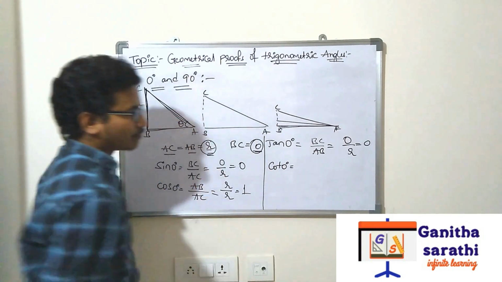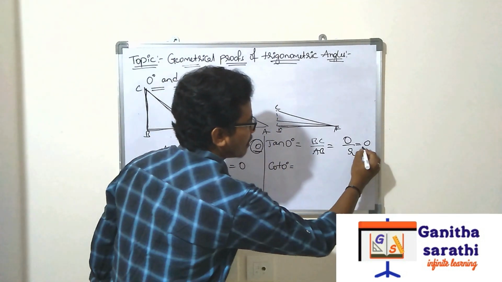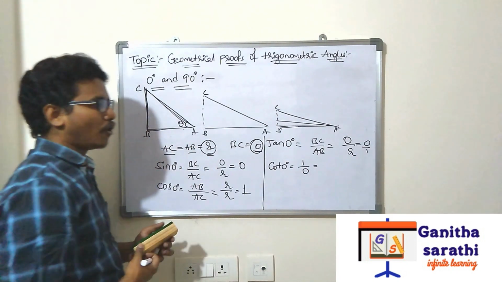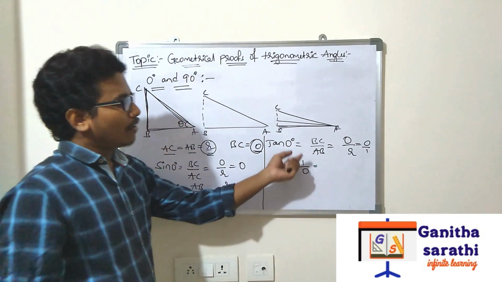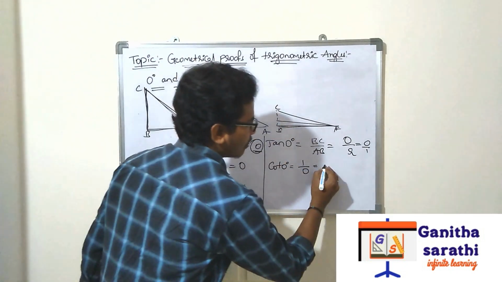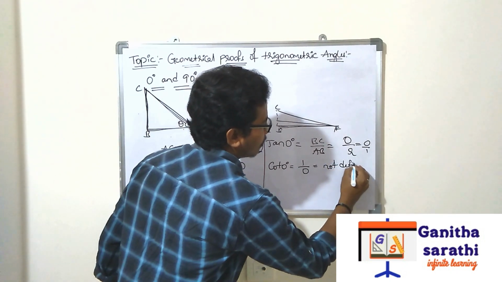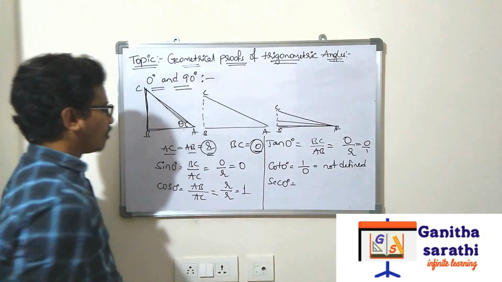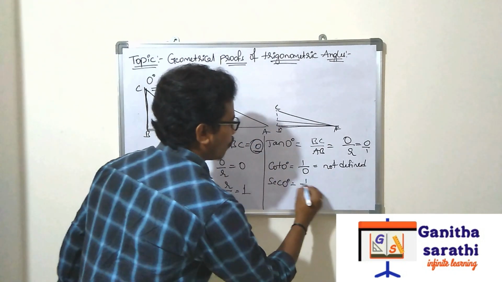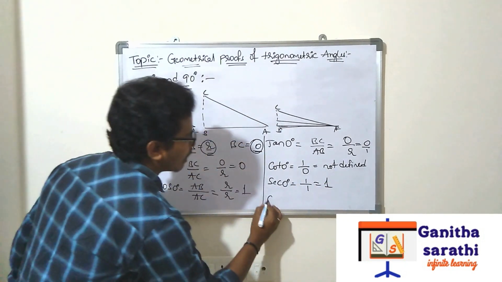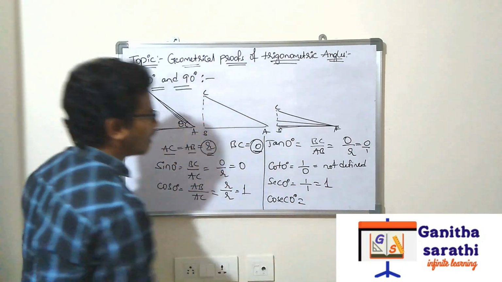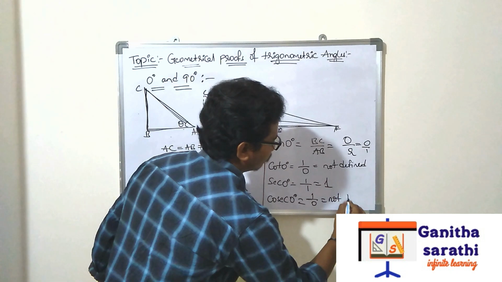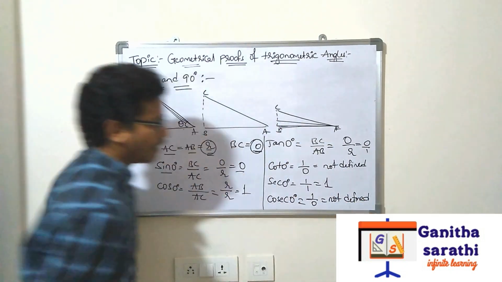Next, the cot value. What is cot? Reciprocal of tan. Reciprocal of tan means 0 by 1 becomes 1 by 0. Is 1 by 0 defined? No, it is not defined. Next, secant 0 degrees. What is secant? Reciprocal of cos. What is cos? 1. 1 by 1 will be 1. Next, cosecant 0 degrees. Cosecant means sin 0 is 0, so cosecant 0 is 1 by 0. This is also not defined.